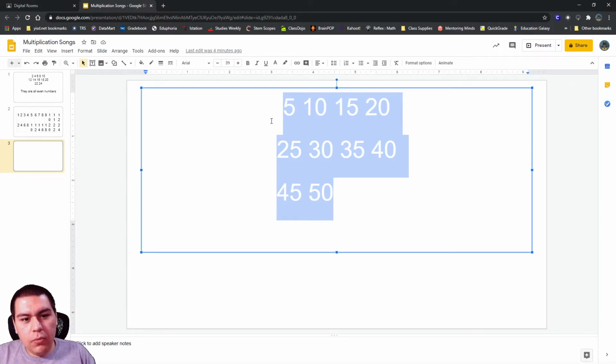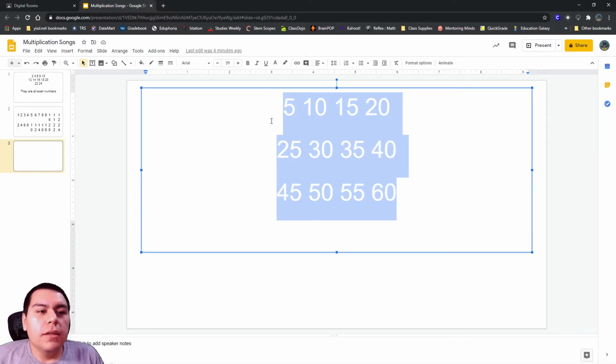After 50, what would come next? Bailey, what would come next after 50? 55. There's one last number in our pattern. What would it be after 55? Bella? 60. And again, we could continue and keep going, but for our times tables, we usually stop at 12. Okay.